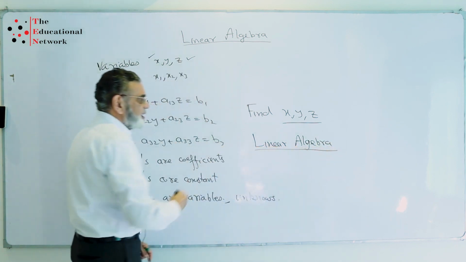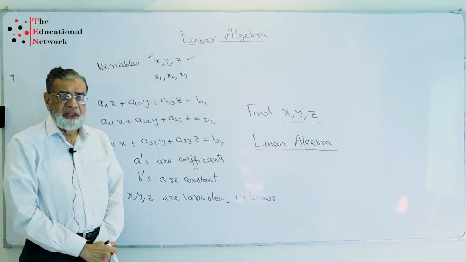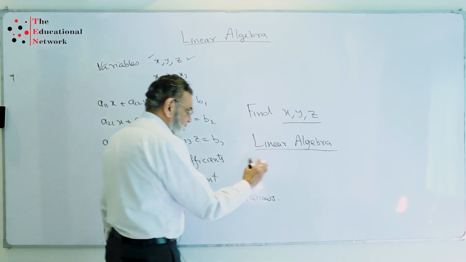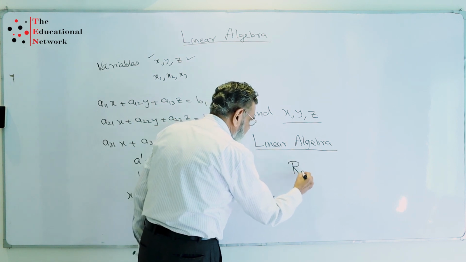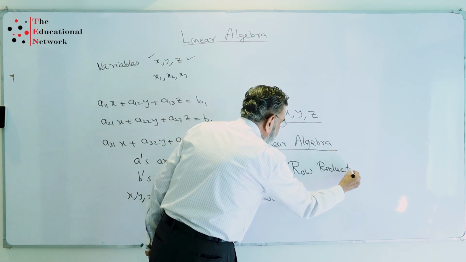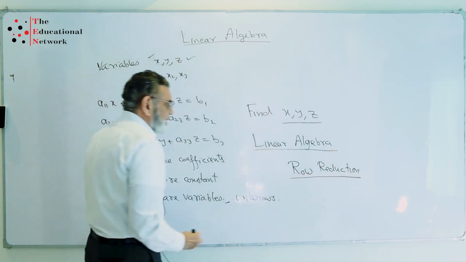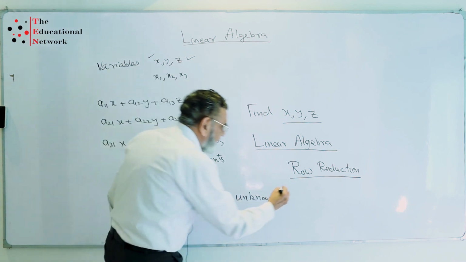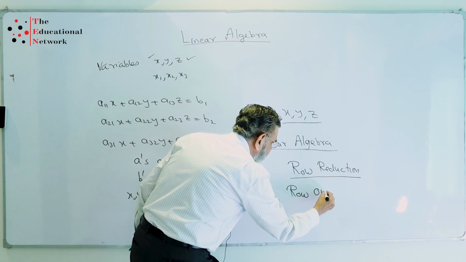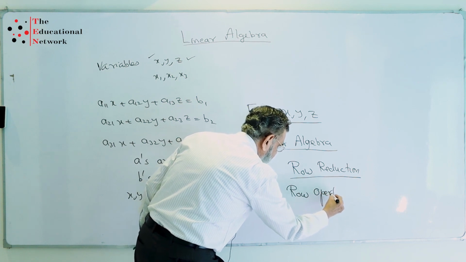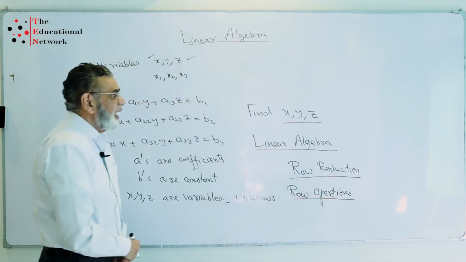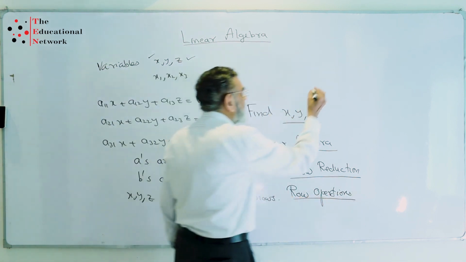And we discuss different methods, how we can find the value of x, y, and z. So these methods are by using the row reduction. And we say it's row operations, elementary row operations that we defined to solve our problem. And there are three elementary row operations.